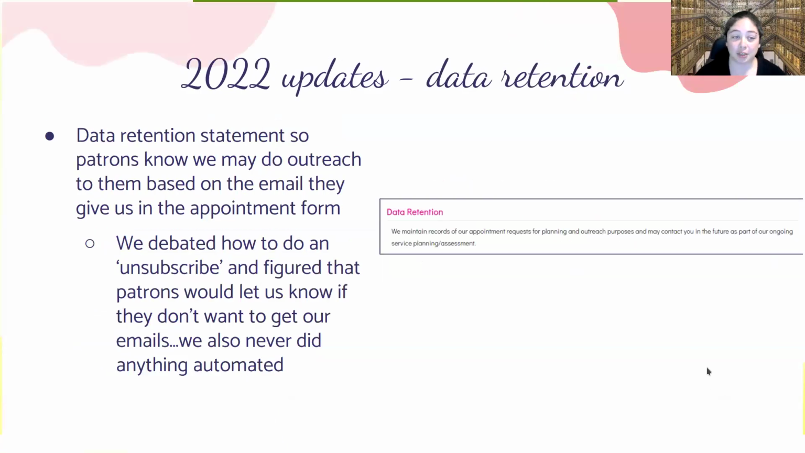We also added a data retention statement because we realized that we wanted to do some outreach with patrons, and we didn't really know how we should do it. We had their emails from the appointment forms in the past, from workshop signups and things like that. So we decided to add in as part of our guidelines that we may retain some of our request records for planning and outreach and may contact you as a part of that. We debated really hard how to do an unsubscribe option. We never got anybody who was mad about us emailing them, but we're still trying to figure that part out, especially because nothing's automated. So that's been fine so far.